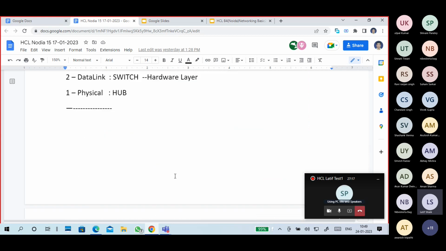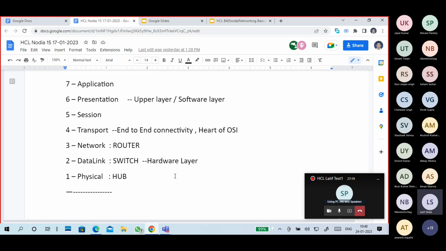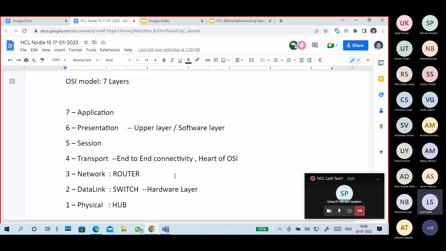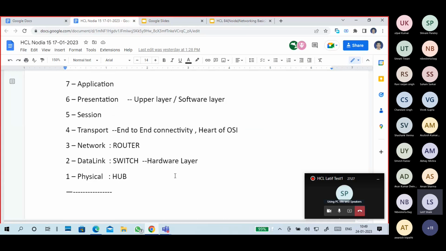Also we discussed the OSI layers, 7 layers: application layer, presentation layer, session layer, transport layer, network layer, data link layer, and physical layer. These last 3 layers we call hardware layers. The first 3 layers we call upper layers or software layers. And transport layer we call end-to-end connectivity.